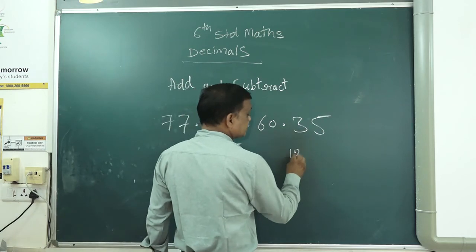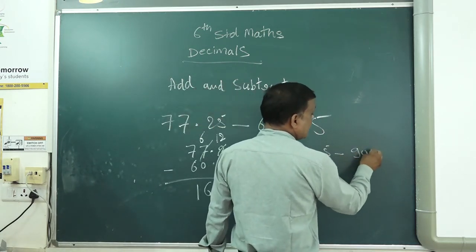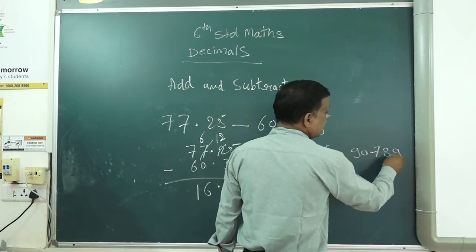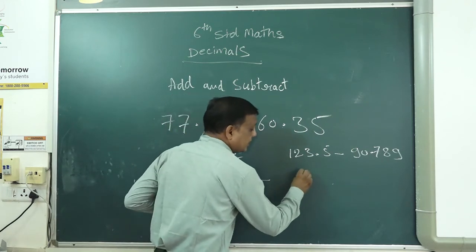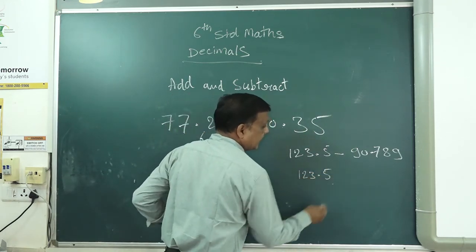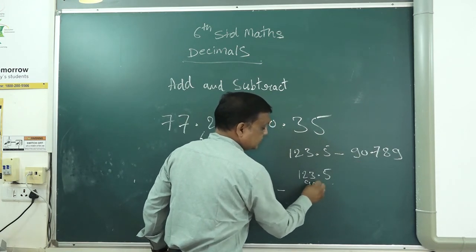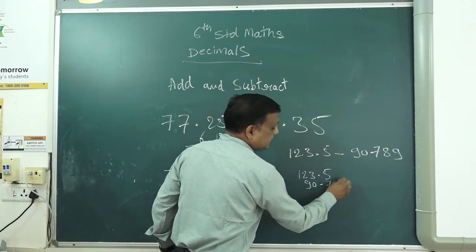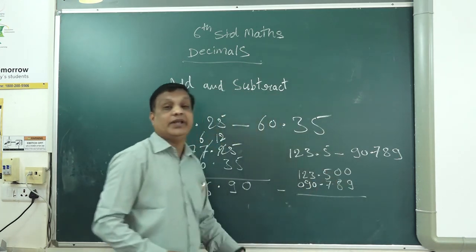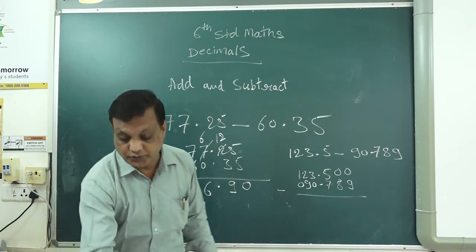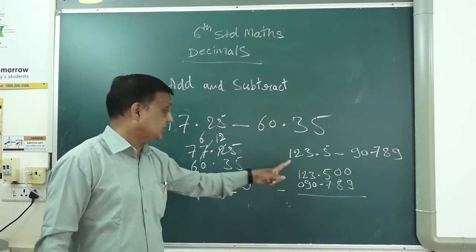One more number we will take. Here I am giving 123.5 minus 90.789. So how to do? 123.5 minus, point below point. Here is 90, 2 digits before the point, and here 789. Now here is nothing, so 0, 0, 0. Please, point below point, you have to focus on this more. If you do not put point below point, again it is a problem for you. That's why point below point.